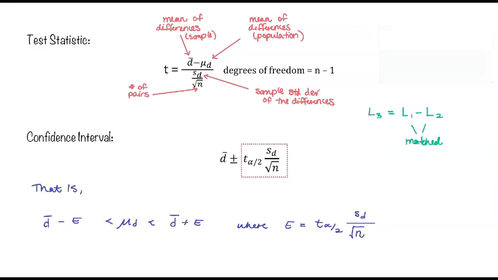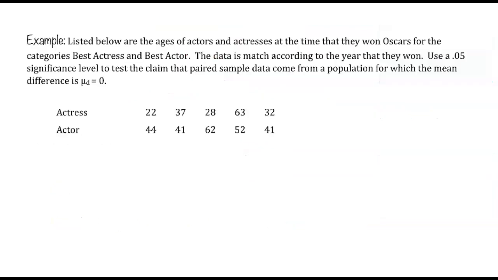Let's take a look at an example. Listed below are the ages of actors and actresses at the time that they won Oscars for the categories of Best Actress and Best Actor. The data is matched according to the year that they won. Use a 0.05 significance level to test the claim that this paired sample data comes from a population for which the mean difference is 0. In other words, the claim is that there is no significant difference in this paired sample data. There's no significant difference between the ages of actresses and actors at the time they won their Oscar.